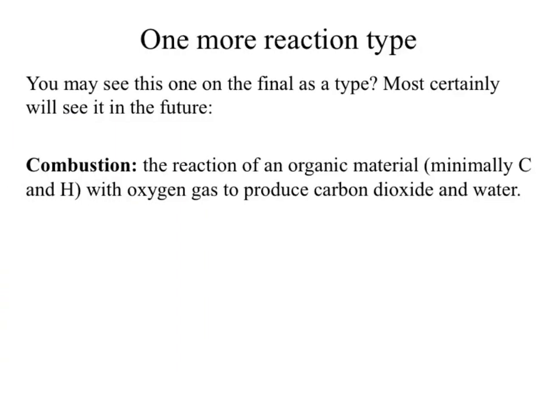So one last thing that we need to address. We have one more reaction type that you may see pop up. Your textbook kind of indirectly talks about it. It does follow through on the context coming from your redox chapter. Combustion. In general, your rule of thumb for combustion is an organic material. Anybody know the definition of an organic material? Contains carbon. That's pretty much it.